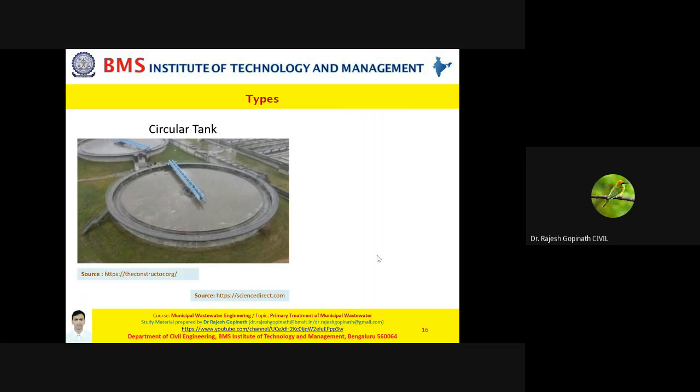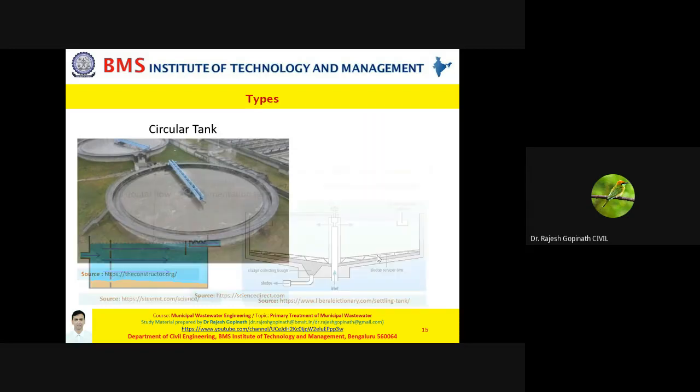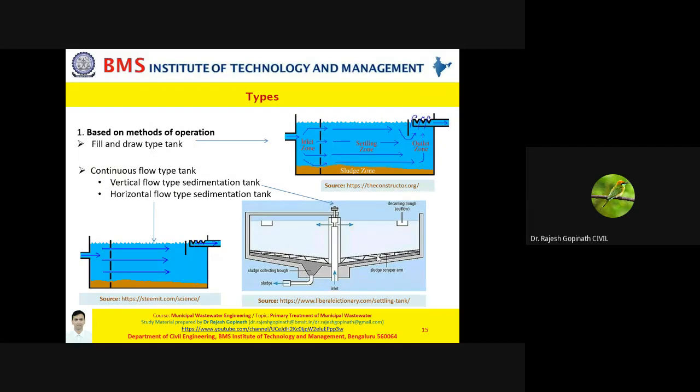What we need to understand here is, while in fill and draw type there was no entry and exit for a certain period of time, in your continuous flow the wastewater is entering and exiting at the same time. That is the basic difference between fill and draw and the continuous flow type. Your inlet and outlet mechanisms are not shut down. As the wastewater enters, at the same time wastewater is also exiting from the exit.